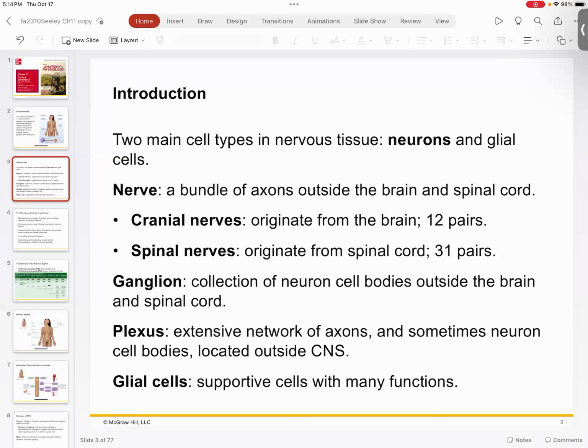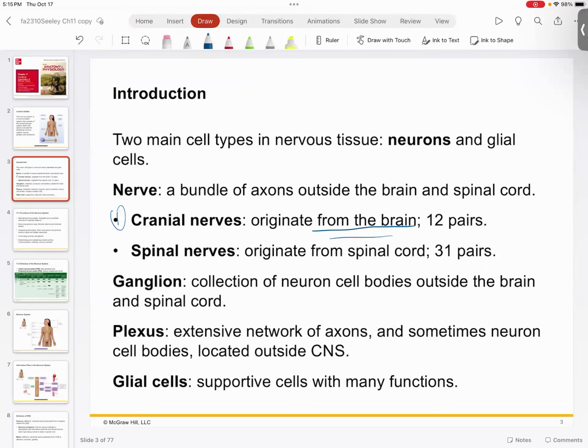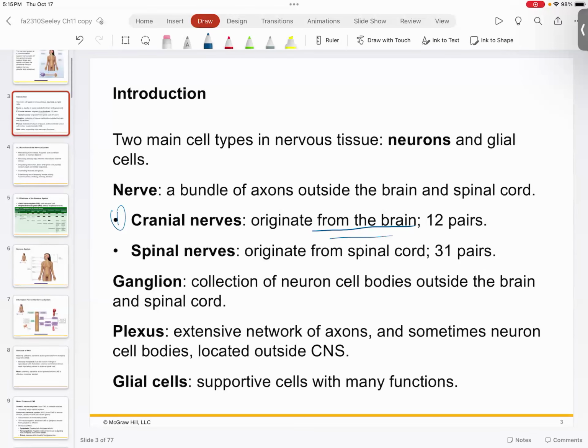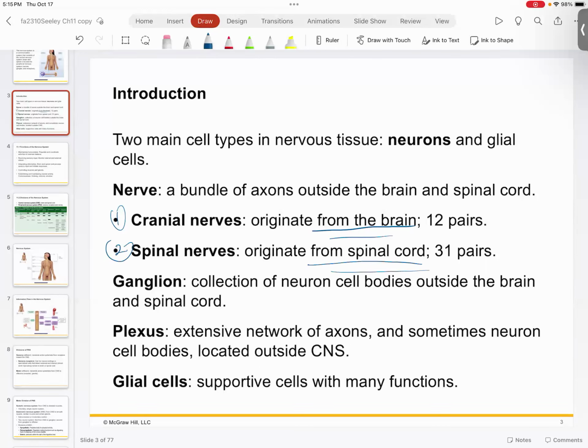When you take a look at nerves, you have a couple of major types. First, you have what are called cranial nerves. These are called cranial nerves because they originate from the brain. You typically have 12 pairs of those. They don't all work on the senses, but quite a few of them are focused on your five senses. And then the rest are going to be spinal nerves, originating from the spinal cord. You have 31 pairs of those.